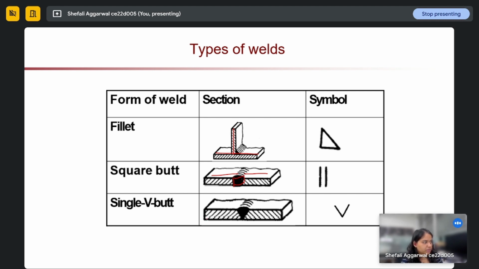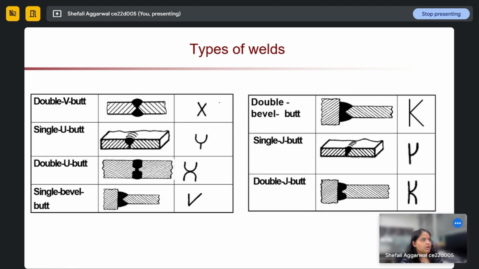Next is single V butt weld. In single V butt weld, we are making a V groove in our plate and then filling it and welding those parts. Other is double V butt weld. Again, we are making a V shape in our metal surface and then filling it with the weld. And next is single U. It all depends on the shape of your weld. Normally, these names depend on the shape of the weld. Double U or single U, then single bevel butt.